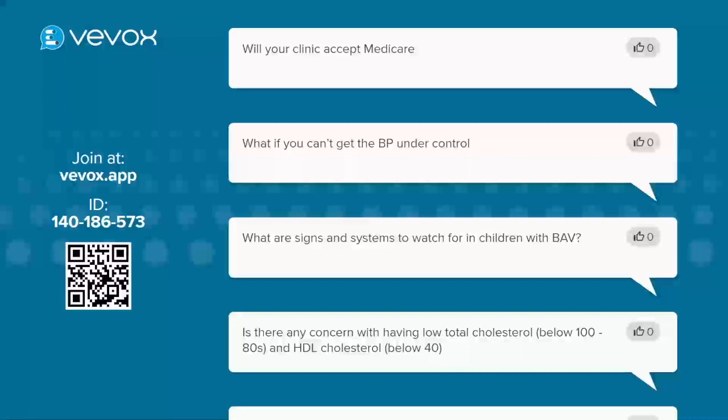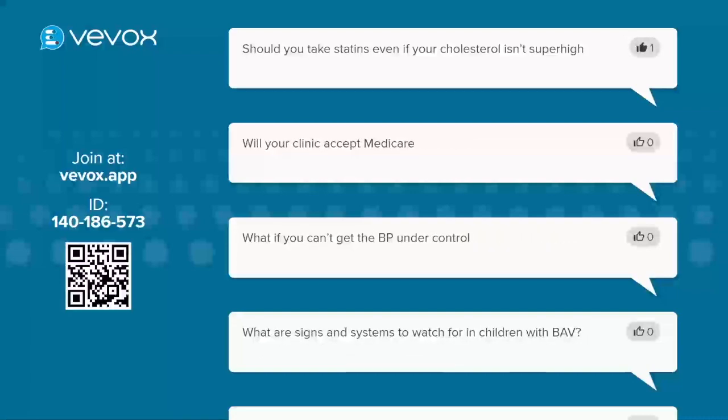Let's see, what are signs and symptoms to watch out for in children with BAV? Again, it would be pounding in the chest, palpitations, shortness of breath, not being able to keep up with other kids. That would be a sign that there's a heart or blood vessel problem that needs to be looked at more urgently. Otherwise, of course, everyone who has Turner syndrome as a kid should see a doctor regularly and a cardiologist at least a few times before they turn 15 years old, usually at least every 3 to 5 years.